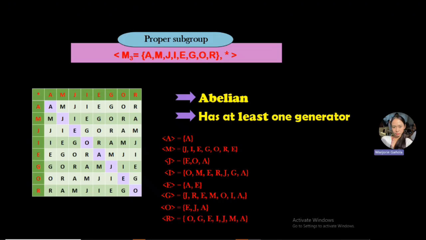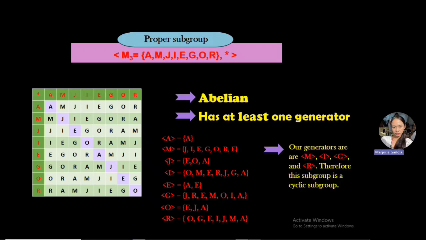And lastly, we have the R that generates O, G, E, I, J, M, and A. Because R star R is equal to O, O star R is equal to G, G star R is equal to E, E star R is equal to I, I star R is equal to J, J star R is equal to M, and M star R is equal to A, the identity element already, and A star R is equal to R.